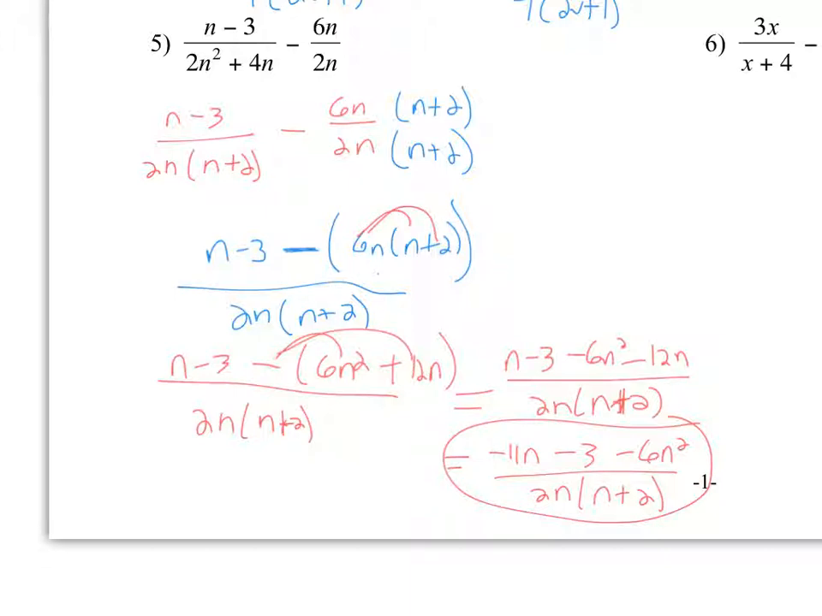We've got to state our exclusions. Remember that n cannot be 0, because if n is 0, then 2n is 0, so n can't be 0, and n cannot be negative 2. So we've got to include those in our answer as well.